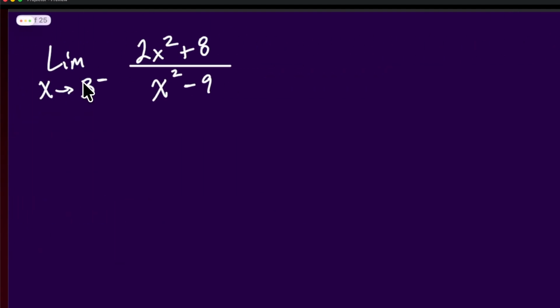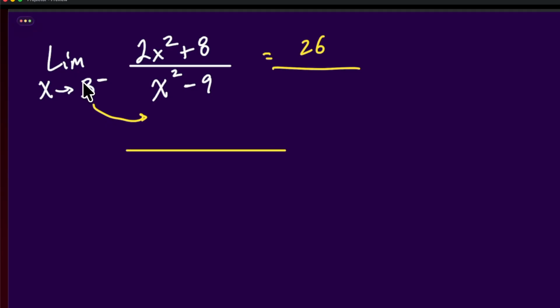Next, let's solve this again using intuition. If we plug in 3 on the top, we're able to do that. We're going to get 2 times 9 is 18 plus 8 is 26. Now let's focus over here. If we're approaching 3 from the left, then the numbers are smaller than 3.